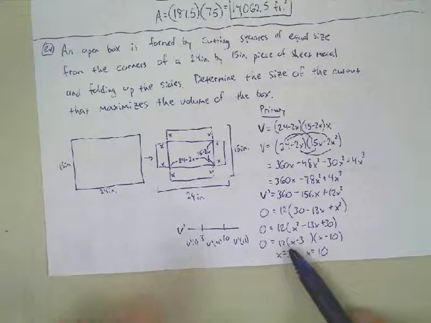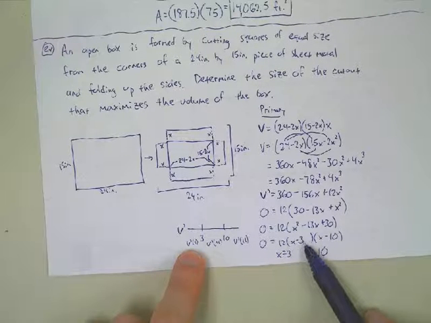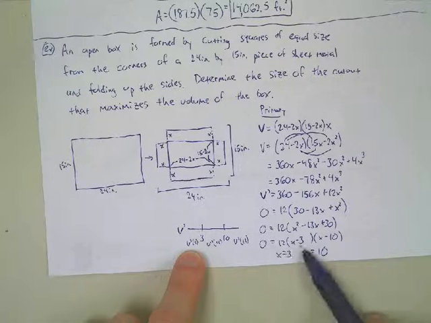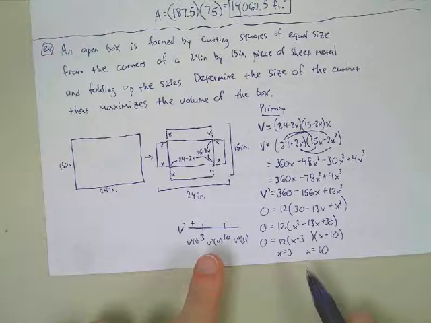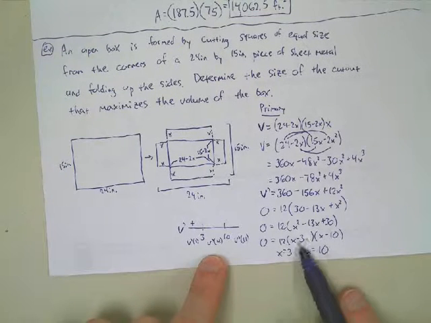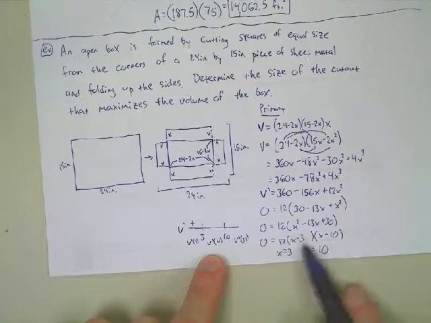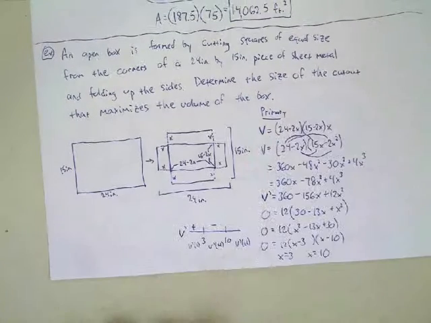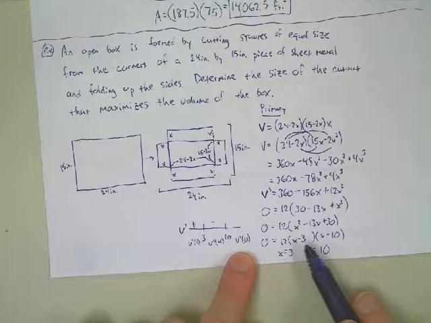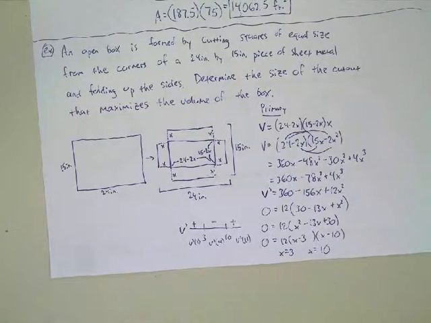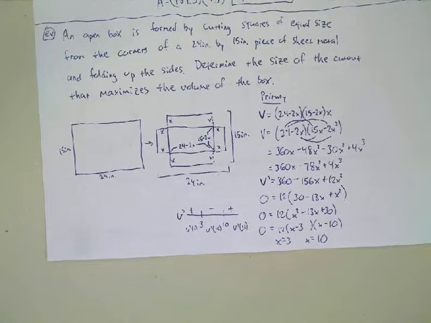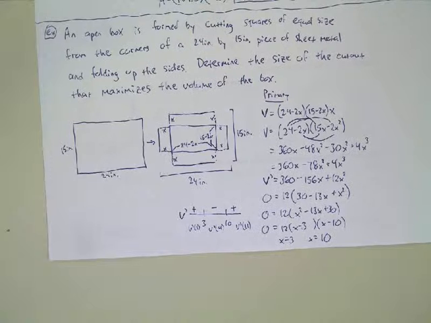1 minus 3 is negative. 1 minus 10 is negative. 12 is positive, so it's positive times a negative times a negative, so it's overall positive. Okay, we try 4. 12 is positive, 4 minus 3 is positive, 4 minus 10 is negative, so positive, positive, negative, negative. And then V prime of 11: 11 minus 3 is positive, 11 minus 10 is positive, times 12 is positive, so it's positive. Okay? So, what is the size of the cutout that will maximize our volume?